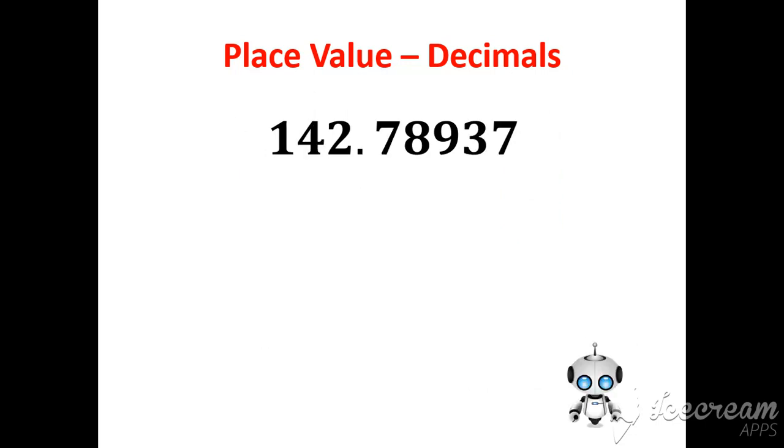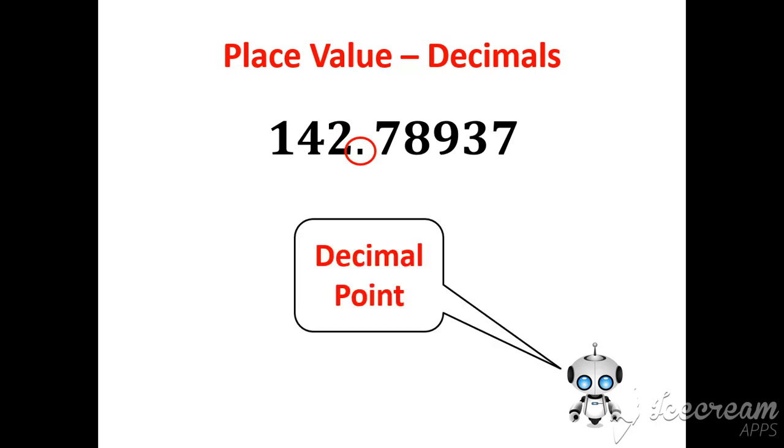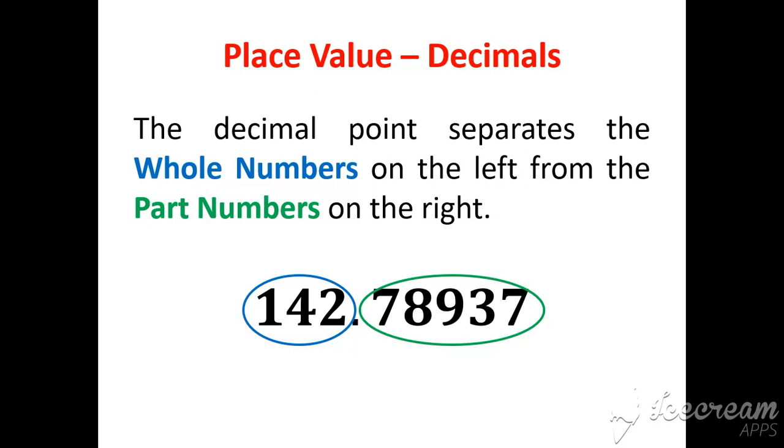Right, well now we're turning our attention to decimals. So this is the decimal point, and it is the difference. On the left, we have whole numbers, and on the right, we have what we often call part numbers. The decimal point separates the whole numbers on the left from the part numbers on the right.